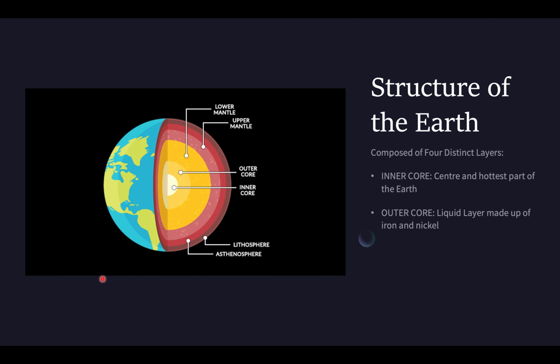The outer core is a layer surrounding the inner core. Now, it is a liquid layer and is also made up of iron and nickel. It is still extremely hot with temperatures similar to the inner core.